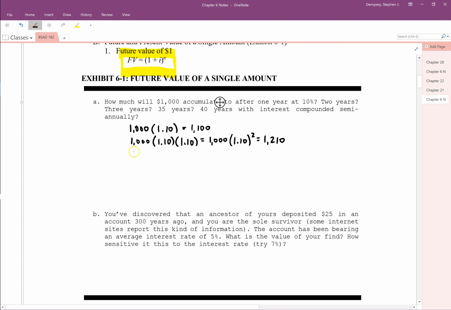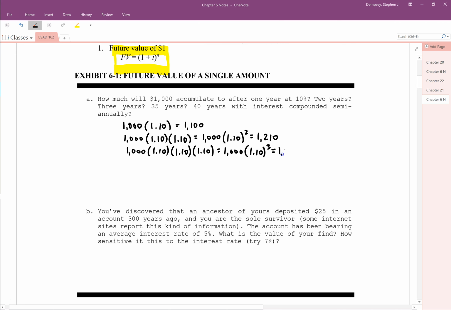And $1,000 after 3 years is multiplied by 1.1 after 1 year. After 2 years you have that. After 3 years you have that, which of course equals $1,000 times 1.1 cubed, which gives you 1,331.